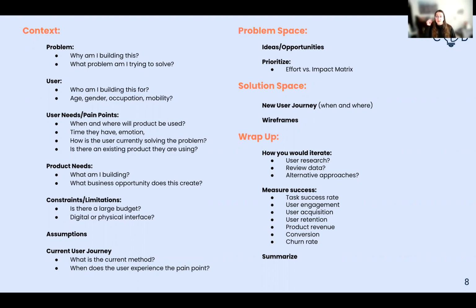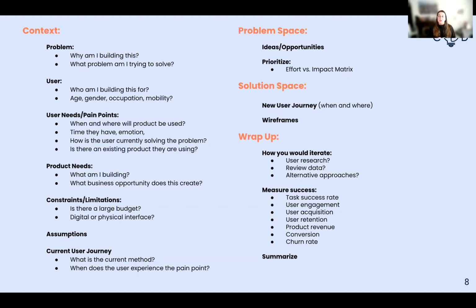Then you also want to think about the impact. How impactful is this for the user? Is it extremely beneficial, or is it like an okay feature? So you always want maximum impact and the lowest amount of effort. That's the sweet spot. When you put your ideas on the effort versus impact matrix, pick the one that falls closest to the least amount of effort and the most impact for the user. And then you get into your solution space.